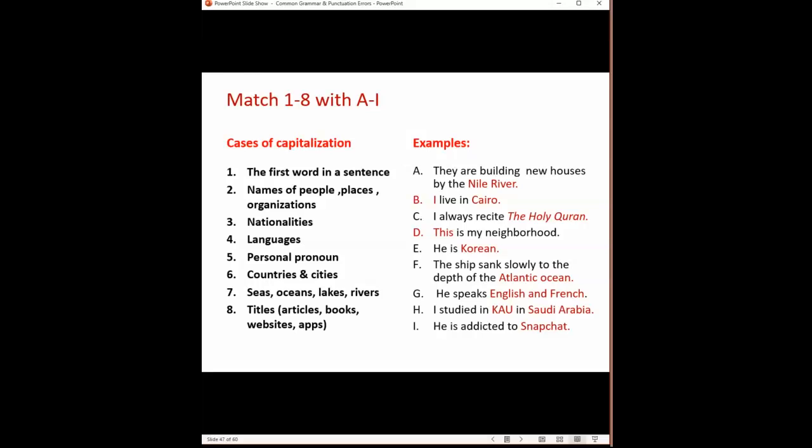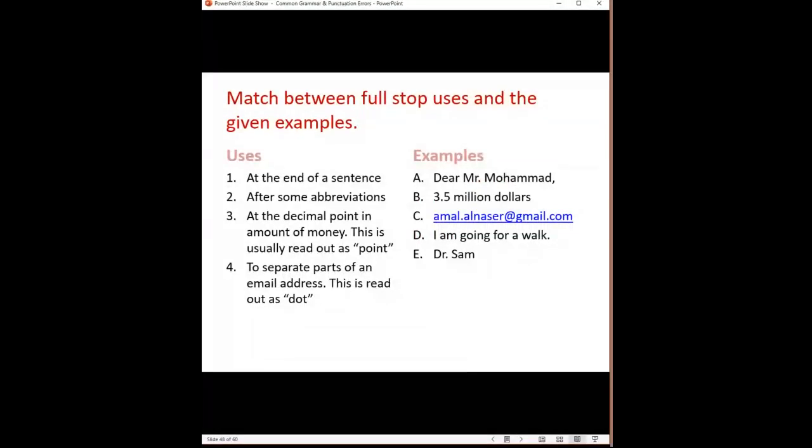So nationalities, languages, nationalities like Korean, French. Languages also, English and French, countries like Saudi Arabia, cities like Mecca or Cairo, seas, oceans, lakes, and rivers like the Nile River. Also the titles of books, you can always notice that they are capitalized, like when you say the Holy Quran, it's capitalized and in italics. And also if you have apps like Snapchat or well-known websites. So these are the uses or cases of capitalization. Now let's move to cases or uses of the full stop. When I use the full stop, I want you to match between the use and examples.